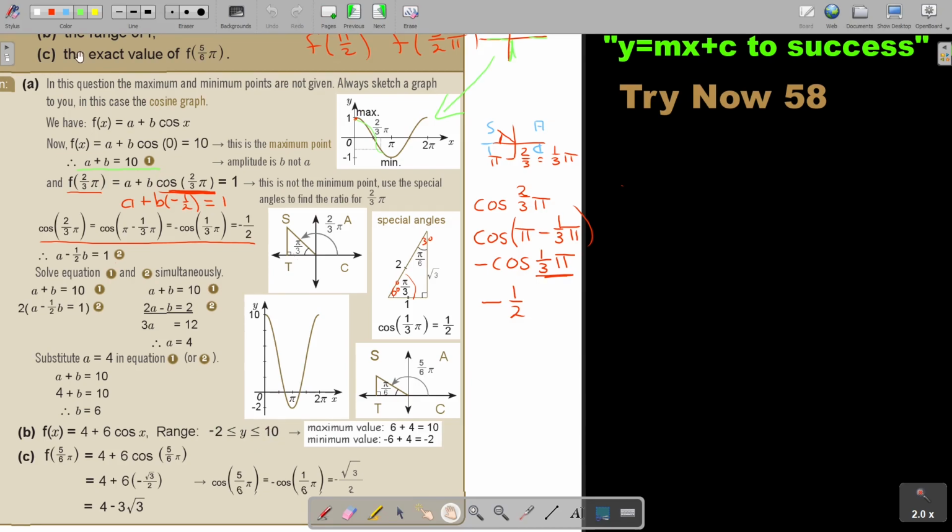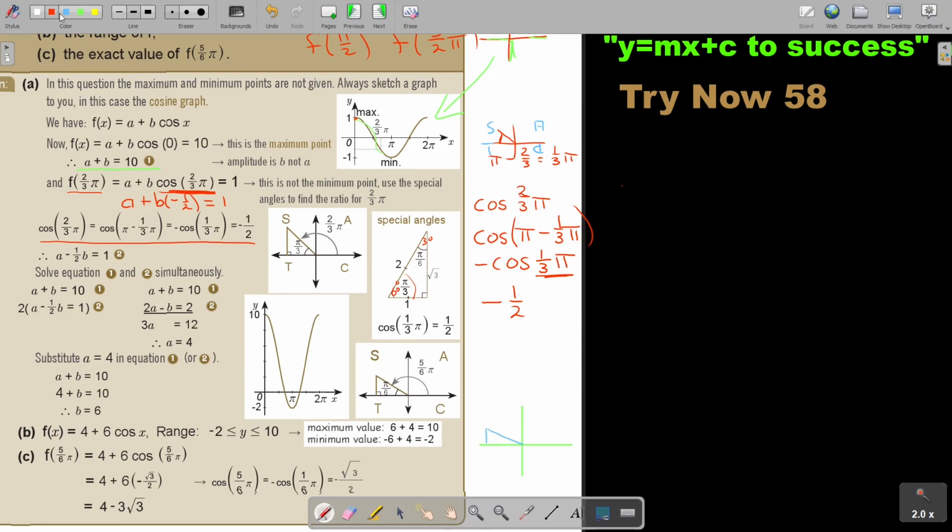And then find the exact value of f of 5 over 6 pi. Now, again, you put it in there. Can I again show you where 5 over 6 pi is? I'm going to write just a few extra things because it's very important for me that you understand these things. Okay, so there is my cos. Now, where is 5 over 6? Again, it's just another special angle I use, but it's in this quadrant.